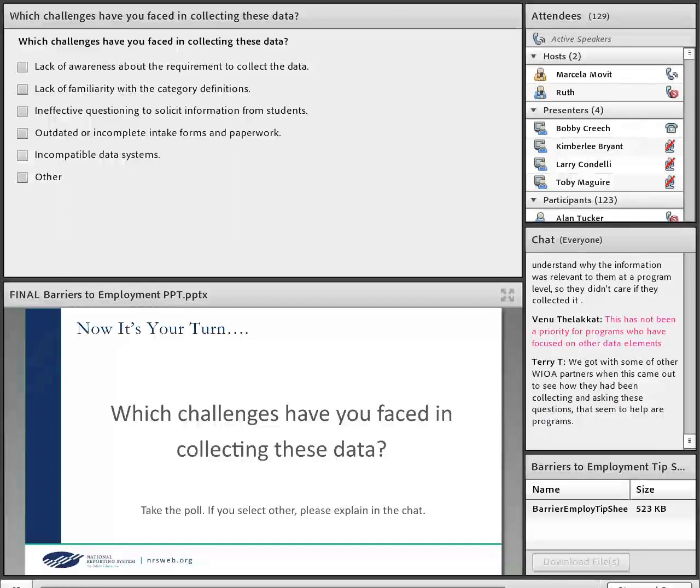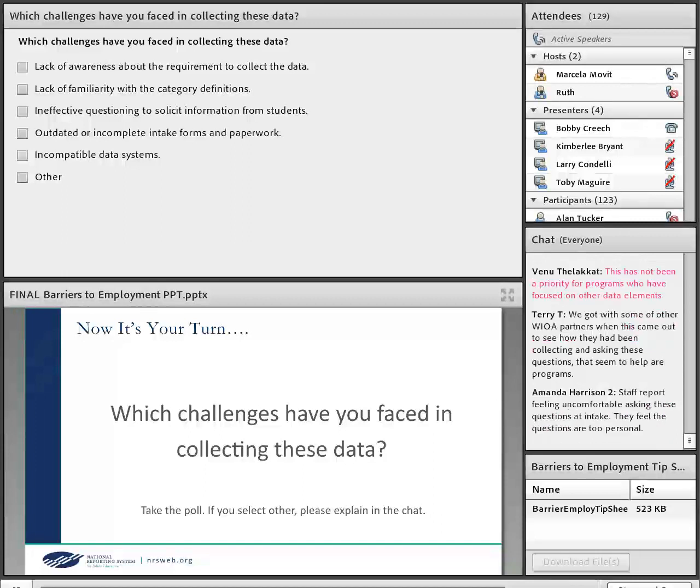Category definitions: personnel did not understand why the information was relevant to them, so they didn't care if they collected it. It has not been a priority for programs who focus on other data elements. And Terry shared that they got together with other WIOA partners when this came out to see how they'd been collecting and asking these questions. Oh, that's a great idea. People that have been successful finding out from them, and that seems to help programs.